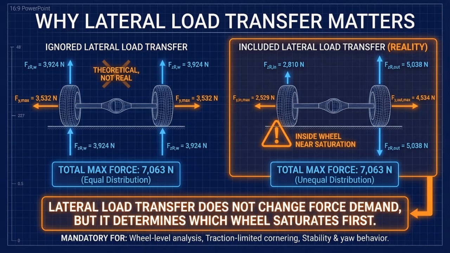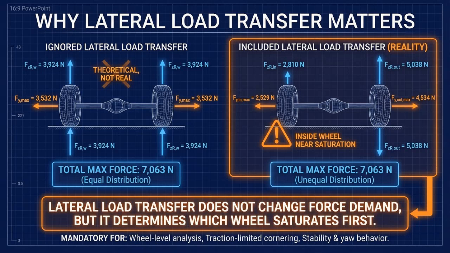If lateral load transfer is ignored, both rear wheels appear identical. Each wheel carries 3,924 newtons of normal load and can generate 3,532 newtons of lateral force. Together, this suggests a total rear capacity of 7,063 newtons. But this picture is misleading.